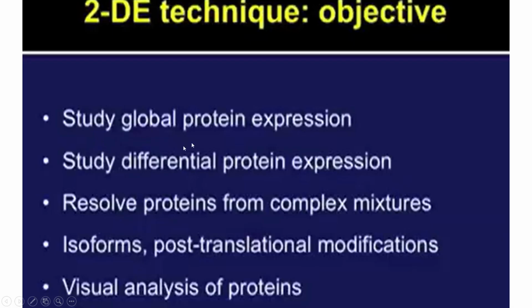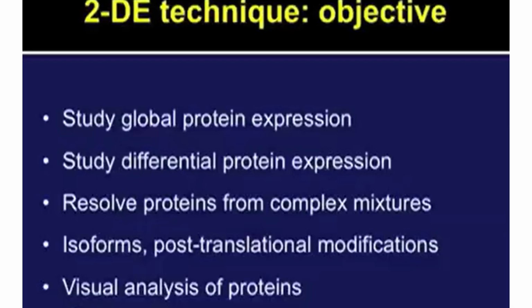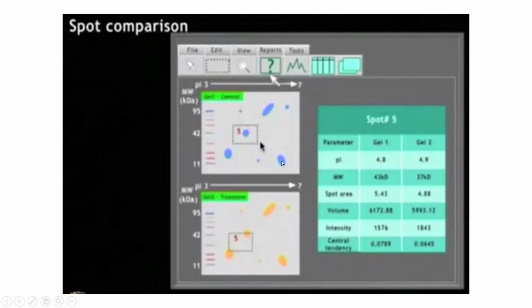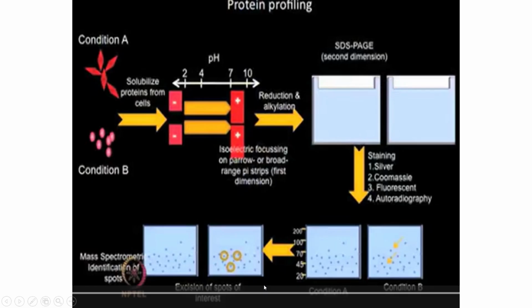So it helps you do global protein expression analysis. If you're doing an overall analysis of the whole gel, that's global protein analysis. It will help you differentiate protein expression by comparing the two gels. You can resolve proteins from complex mixtures, that's obvious. And it helps you study isoforms as well as post-translational modifications, depending upon your staining technique. It will help you visually analyze the protein. So overall, protein profiling can be done using this technique.